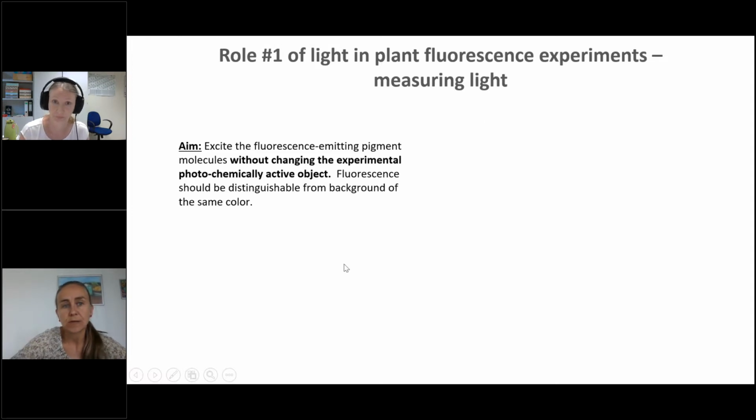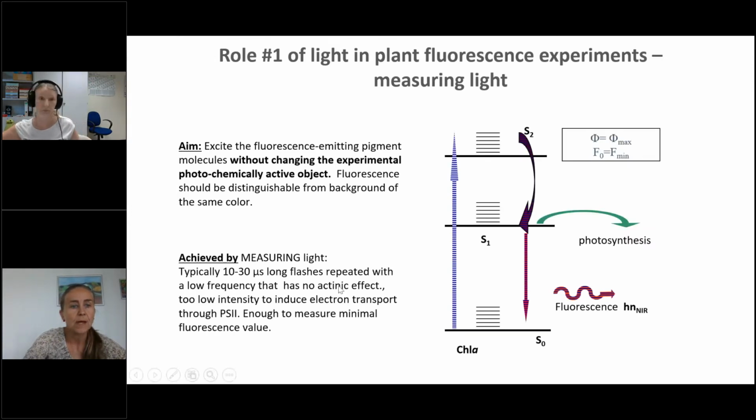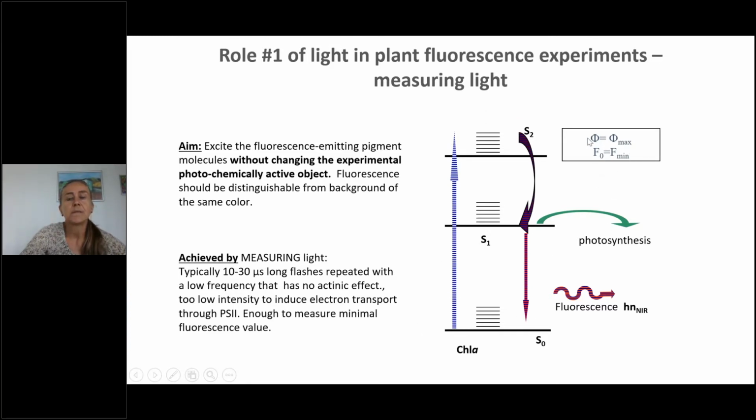So basically, speaking about the three roles of the light sources in plant fluorescence experiments. The first is the measuring light. With the measuring light, we excite the fluorescent emitting pigments without actually changing the photochemically active state of the organism. And this means that we basically measure the minimum level of fluorescence by keeping the photosynthetic organism in its maximum effectivity.